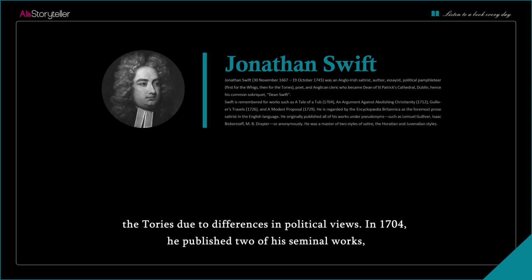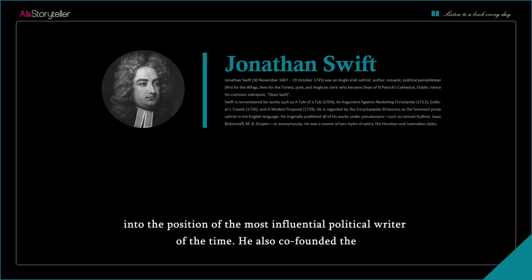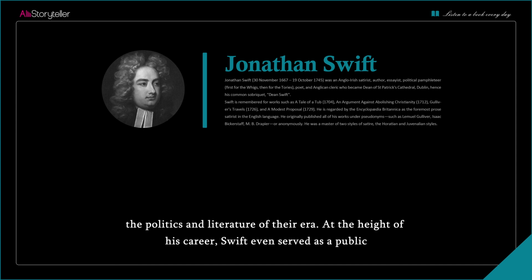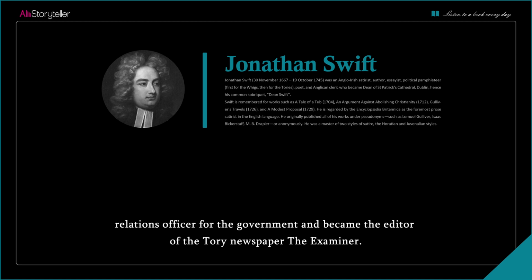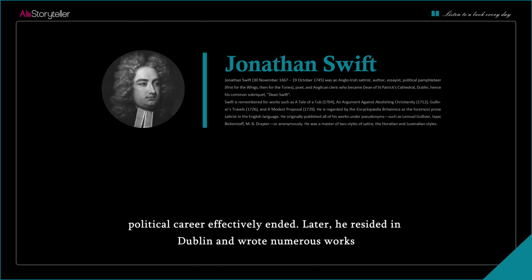In 1704, he published two of his seminal works, A Tale of a Tub and The Battle of the Books, simultaneously in London, catapulting himself into the position of the most influential political writer of the time. He also co-founded the satirical literary society known as the Scribblers' Club, where he and his friends gathered to lampoon the politics and literature of their era. At the height of his career, Swift even served as a public relations officer for the government, and became the editor of the Tory newspaper The Examiner. Unfortunately, his career took a downward turn, and with the decline of the Tory party, Swift's political career effectively ended.